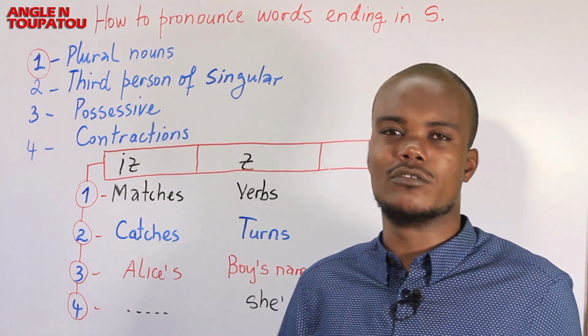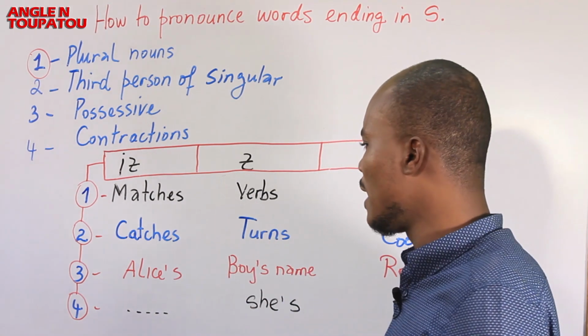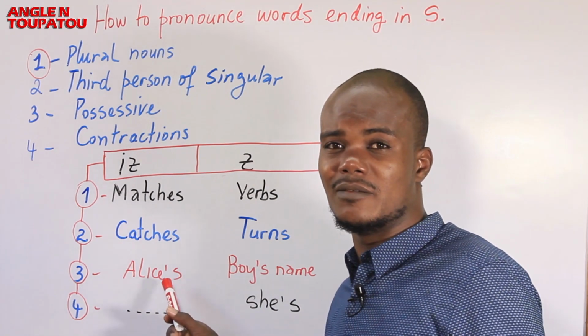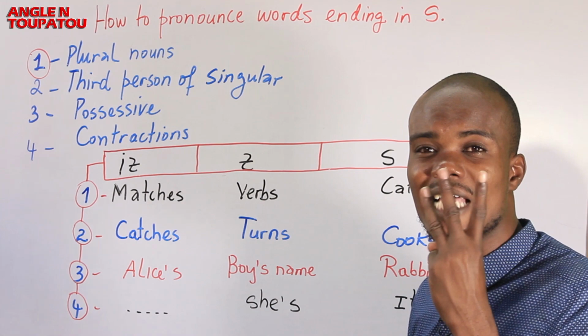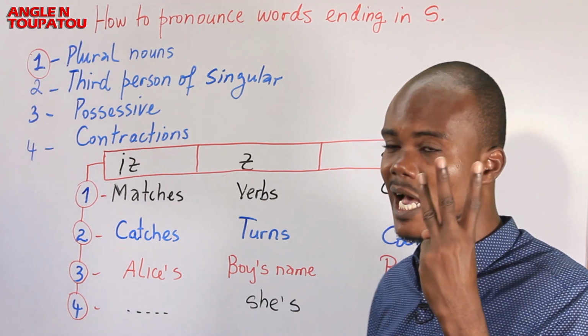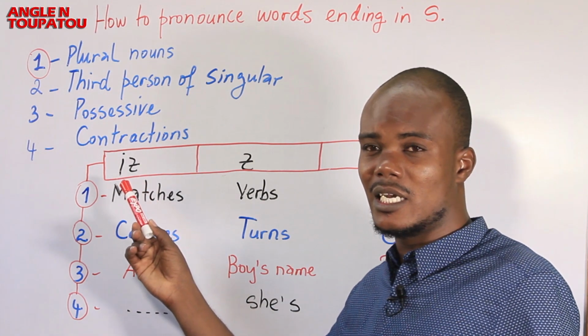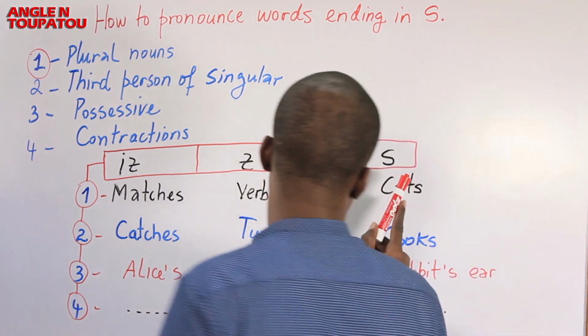Okay. Like Alice's. I mean, in the possessive case, I can always find three sounds like iz, z, and s.